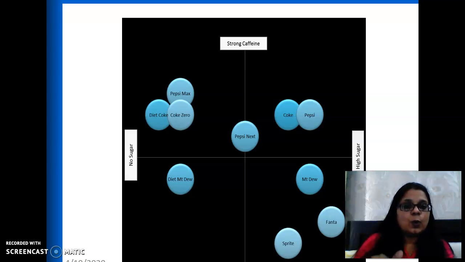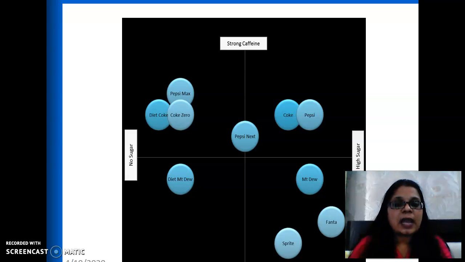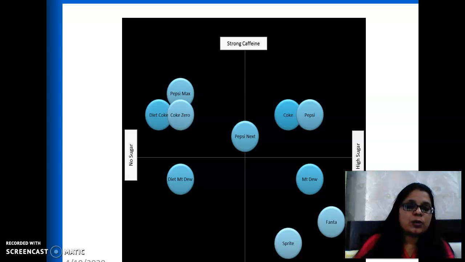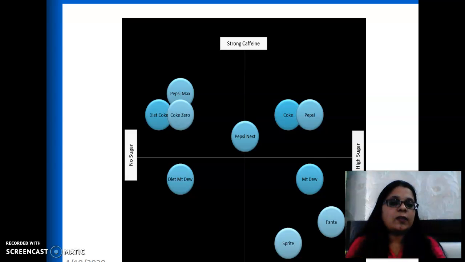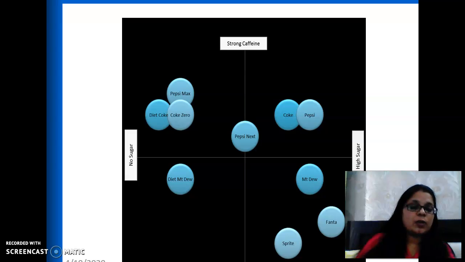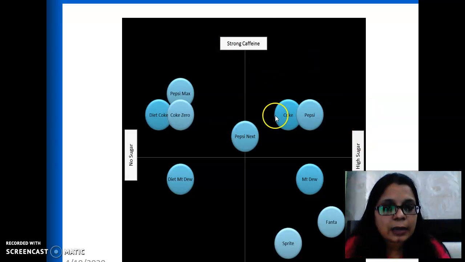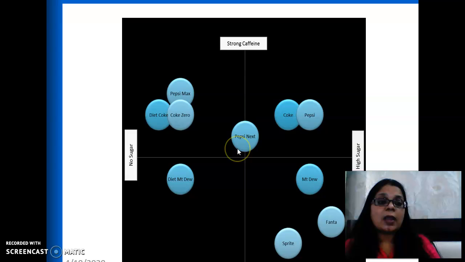And on the lower x-axis, one of the brands, Diet Mountain Dew, which has no sugar and no caffeine, is enjoying a solitary monopoly equity in that specific mind share. It's got a strong mind share with no competitor. And on the other side, you can see Mountain Dew, Fanta, and Sprite, with no caffeine and high sugar. So this is how the marketer can take help of perceptual mapping in terms of deciding.